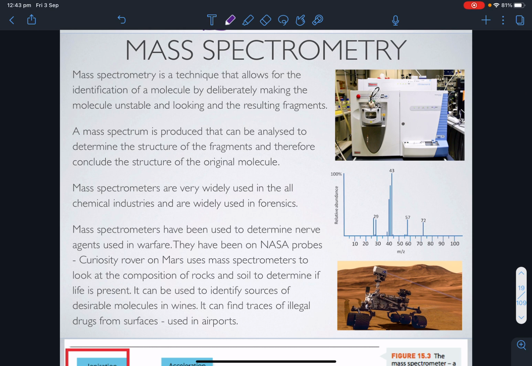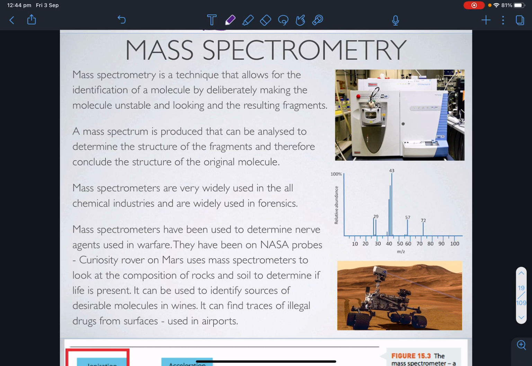We'll do that now. Okay, so the rest of this video, I'll just go through the mass spectrometry section. So mass spectrometry is a technique that allows for the identification of a molecule and its structure by deliberately making the molecule unstable, and from being unstable it falls apart and does certain reactions and you get fragments, and the mass spectrometer looks at the resulting fragments.